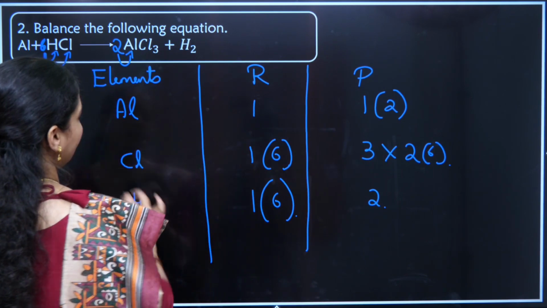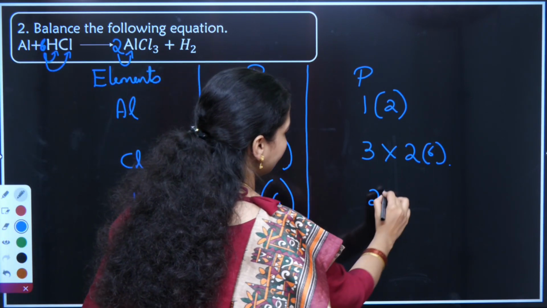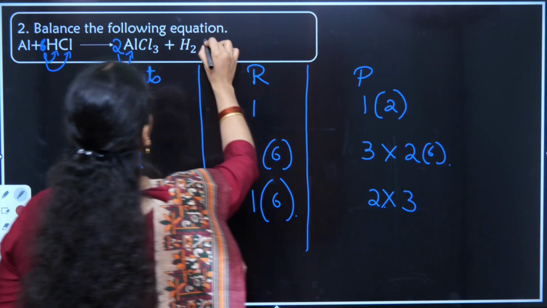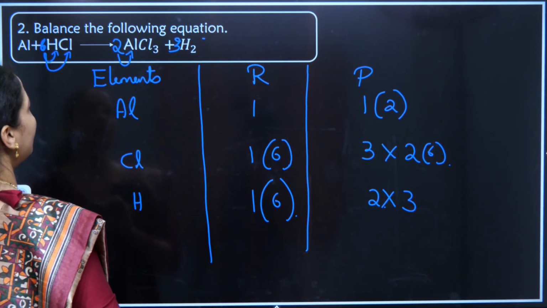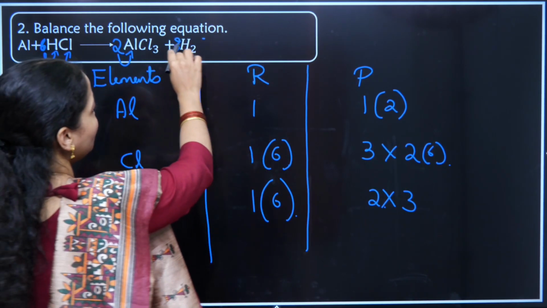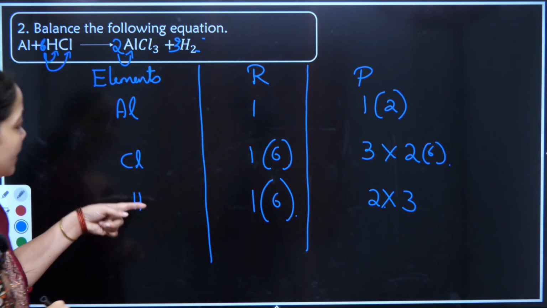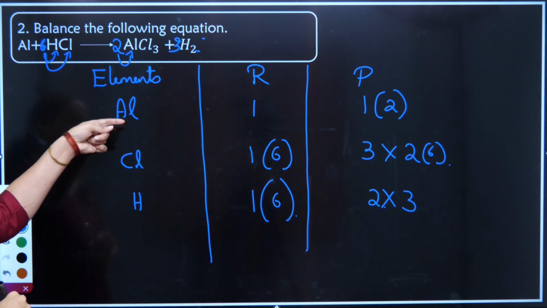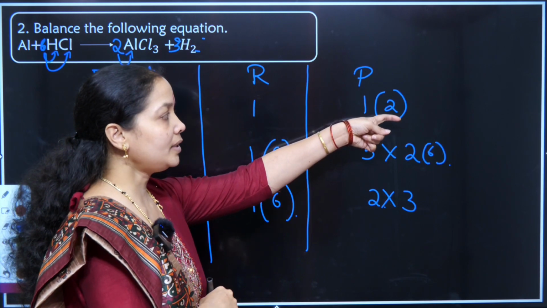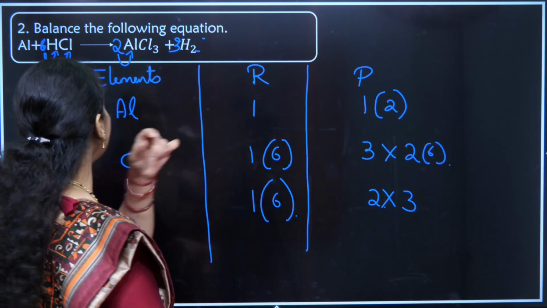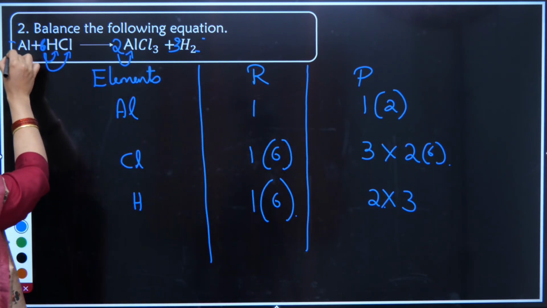Now if I check the count of hydrogen, hydrogen is 6, so multiplying this with 3. So 3 I am placing in front of it. Therefore 3 2s are 6, hydrogen is balanced. Let us check. Chlorine balanced, hydrogen balanced. Now I have to balance aluminium. Aluminium is 2 in product side and 1 in reactant side. So I'll just take a 2 here.